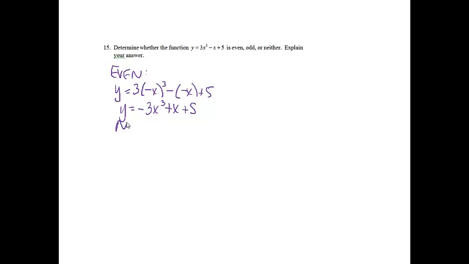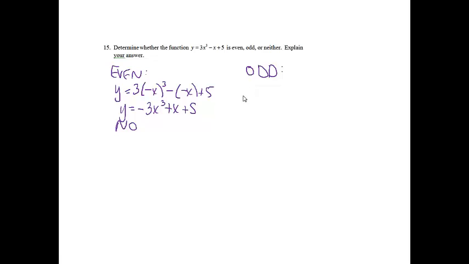Determine whether the function y equals 3x cubed minus x plus 5 is even, odd, or neither, and then explain my answer. So first thing I'm going to do is check for even. And I know to check for even, I'll replace x with negative x. So I'm going to get y equals 3, negative x cubed minus negative x plus 5. And then simplifying this, I'll get negative 3x cubed plus x plus 5. And I notice that that does not equal my original, so no, it is not even.